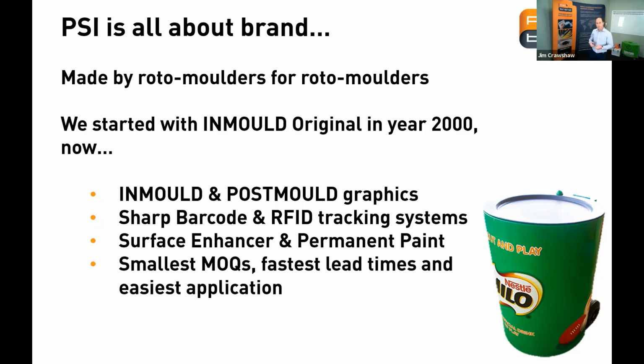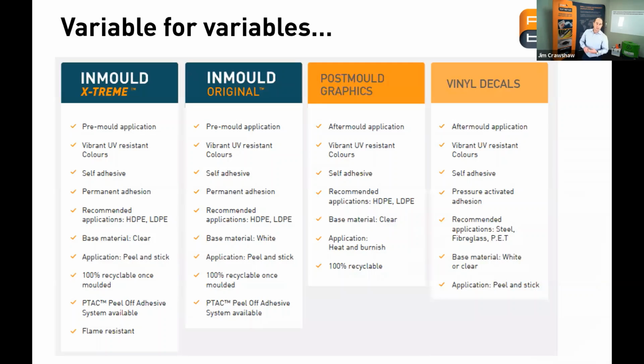What we're most famous for is the smallest minimum order quantities, or MOQs, the fastest lead times anywhere in the world, and the easiest application. If any of these unique points you are not finding, you need to let us know. I'll move right on and start taking you through the different graphic types. Starting off, I'm showing on our slide the variables. We appreciate the many variables there are in rotational molding, and there are hardly two products the same.